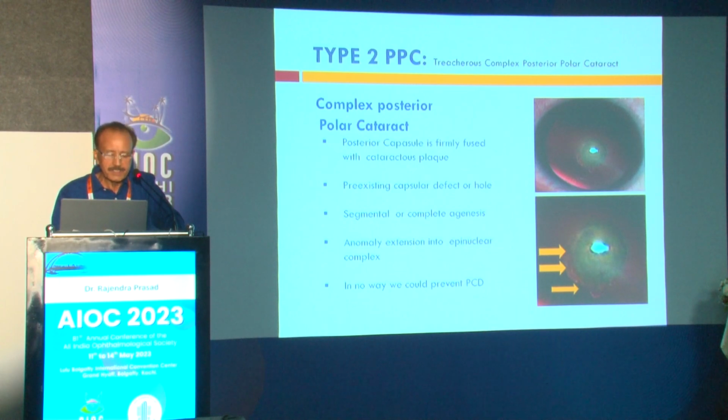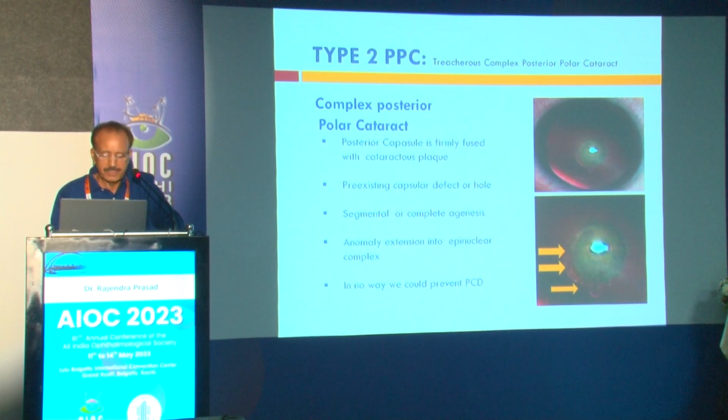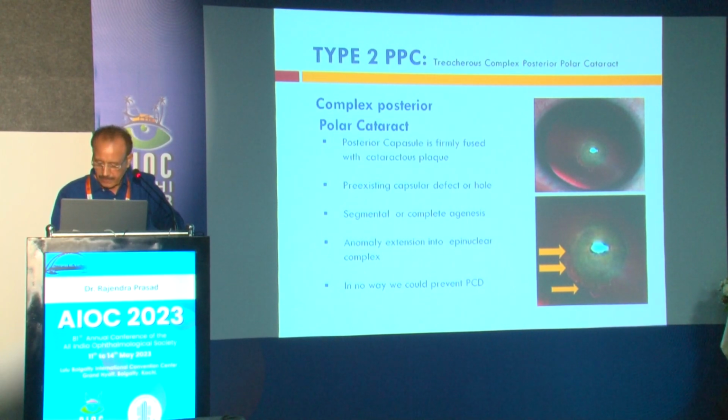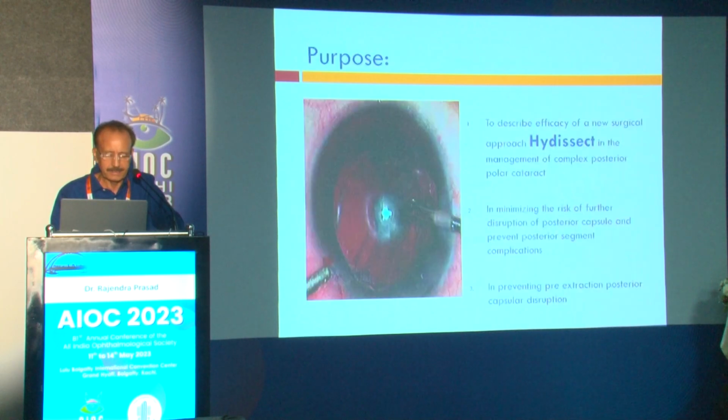So what is complex posterior polar cataract? It is where the posterior capsule is firmly fused with the cataractous plaque. There is a pre-existing capsular defect or hole. There could be a segmental or complete agenesis of the posterior capsule. There could be anomalous extension into the epinuclear complex, and in no way can we prevent posterior capsular disruption in these cases. So the purpose of the study is to describe the efficacy of a new surgical approach, that is high dissect, in the management of complex posterior polar cataract. Secondly, in minimizing the risk of further disruption of the posterior capsule and preventing posterior segment complications, and also in prevention of pre-extraction posterior capsular disruption.